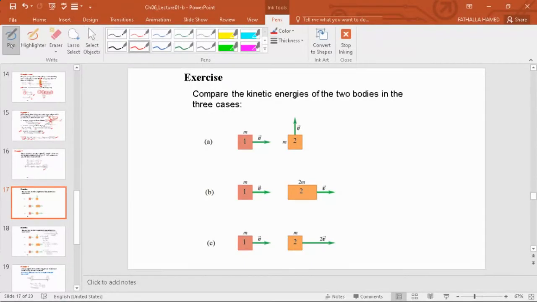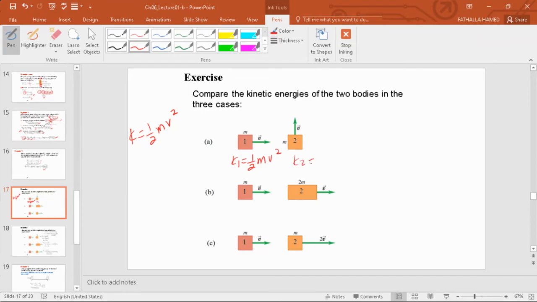In this exercise, we're going to look at the concept of kinetic energy, and they ask us basically to compare. You know that the kinetic energy is defined as 1/2 mv squared. So you're looking at the speed, you're not looking at velocity. If I look at case 1 here, the kinetic energy will equal 1/2 mv squared, because I'm just going to take the speed, which is the magnitude of this velocity.